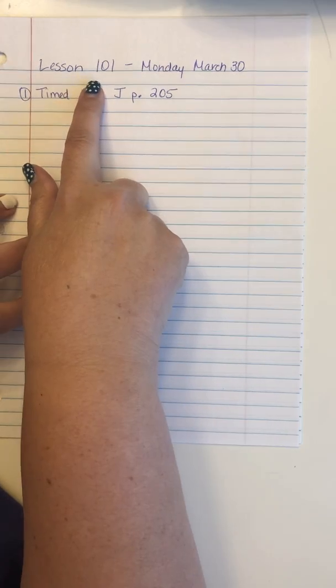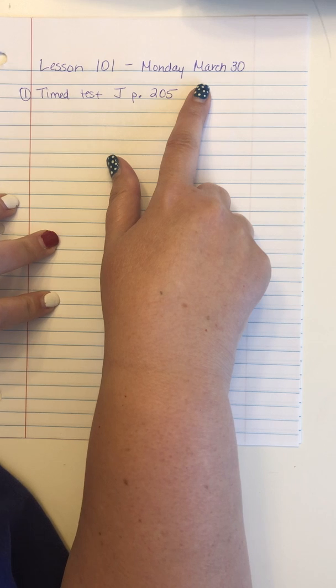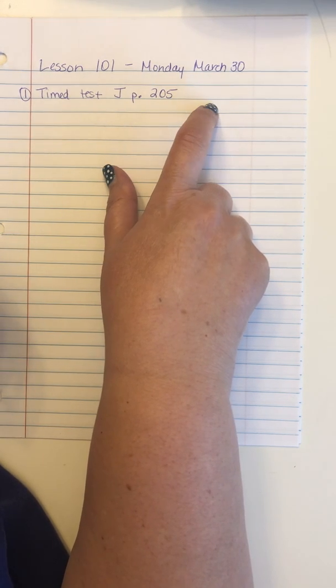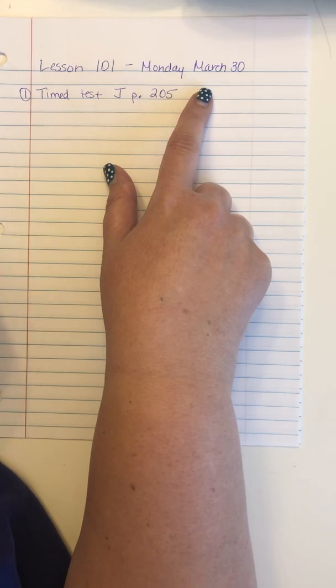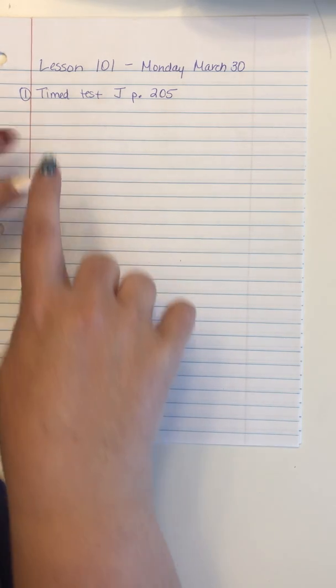Hi Math 5-4. This is the video for Lesson 101, which is scheduled for Monday, March 30th. It deals with tables and schedules. And for tables and schedules, I believe the best way to teach this is to look at the ones in your book, because that is what your practice problems are going to be on.